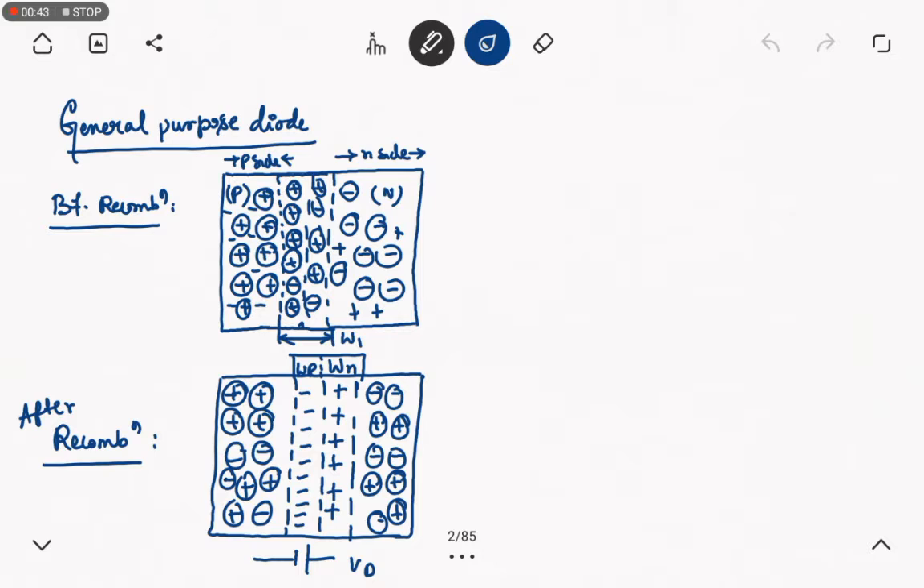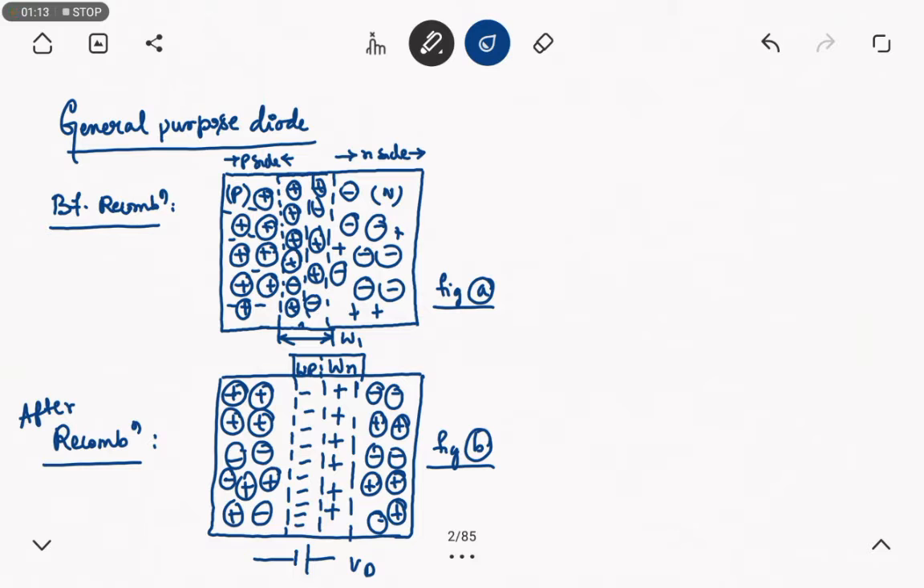This is the simple diagram of general purpose diode. Here I have given two different diagrams. This one is figure A, this is figure B. Figure A is before recombination, figure B is after recombination. So what do before recombination and after recombination represent here?